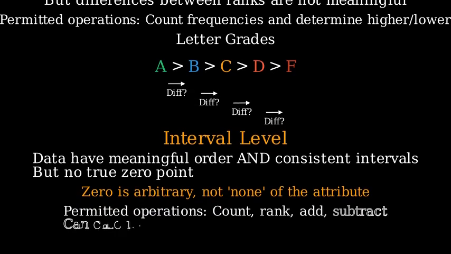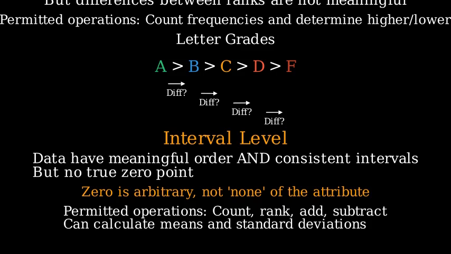With interval data, you can count, rank, and also perform addition and subtraction. You can calculate means and standard deviations. But multiplication and division don't make sense because of the absence of a true 0.